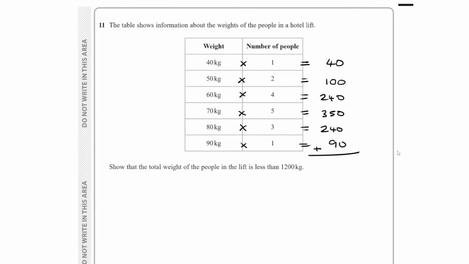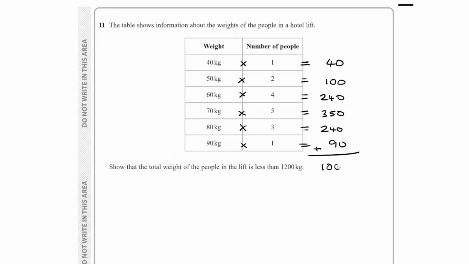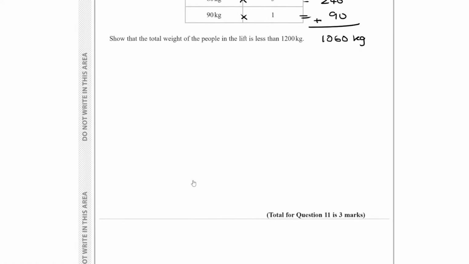And then I would want to add all of these up, so I might actually get my calculator for that. So I've got 40 plus 100 plus 240 plus 350 plus 240 again plus 90. We've got 1,060 kilos as a total. Now they said show that it's less than 1,200. Well, it is, isn't it? It is less. So that would be fine. That would be enough. I mean, you can obviously write it down here, but I'm just showing you next to the table. Now, just to show you how many marks this one was, 3 marks.